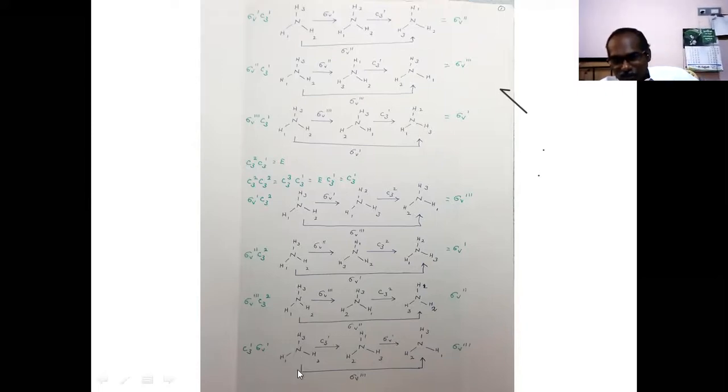Now we have to find out what is that one single operation which will result in the transformation of this conformation into this conformation. If you look at these two configurations, H3 remains in its own place, whereas 1 and 2 are interchanged. Therefore, any plane which passes through NH, the 3 designated hydrogen, that will result in this configuration. Therefore, it is sigma V triple dash. Therefore, the combination of C3 once and sigma V dash will result in sigma V triple dash.